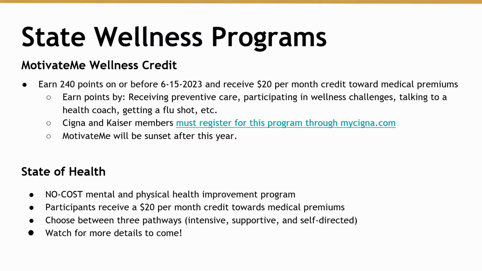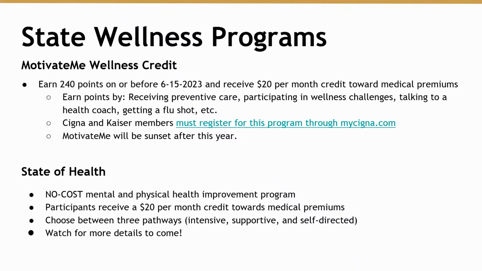Whether you are with Cigna or Kaiser, you still go through the Cigna website. If you're a Kaiser participant, you self-report your points. I am, and it was easy. I did it in about 10 minutes. If you are with Cigna, many of the things you've already done may have already recorded points for you. So make sure that you go in between now and June 15th, earn your points, get your $20 a month. Don't leave money on the table.